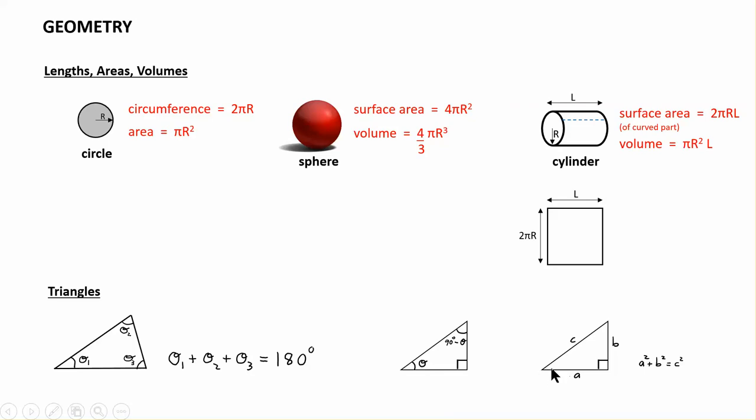Also, you recall for a right triangle, we have the Pythagorean theorem. If we have a right triangle, one leg of length A, one leg of length B, and a hypotenuse of length C, then they're related by A squared plus B squared equals C squared.